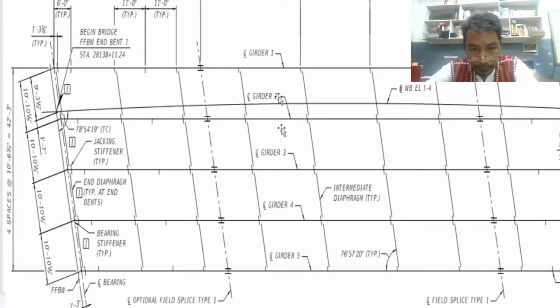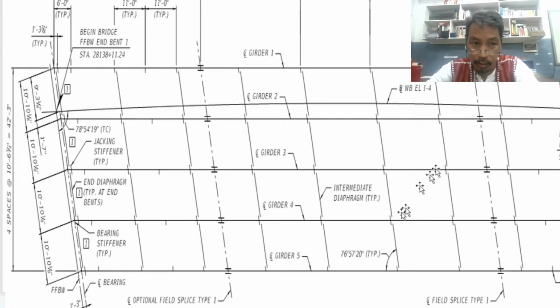Okay, so there are 5 girders. Now see the overall width. This is the overall width of the bridge from girder 1 to 5. So we cannot see if there is an overhang. We do not know if there is an overhang. We can see it on the other plan view. So it depends on the plan view.